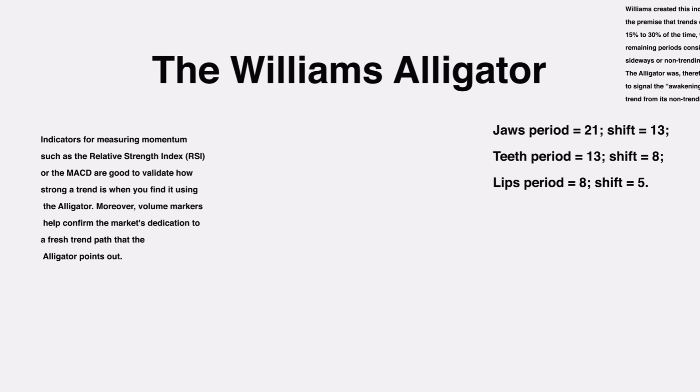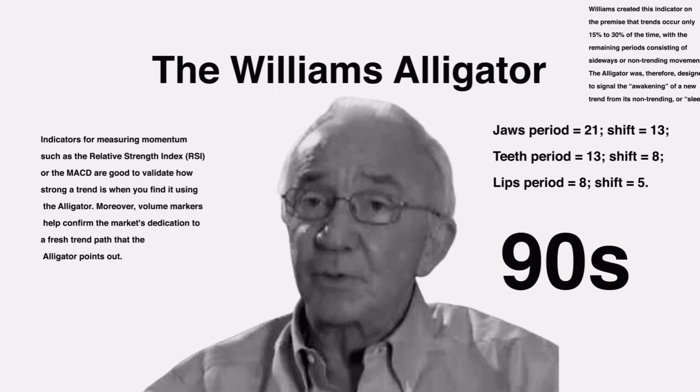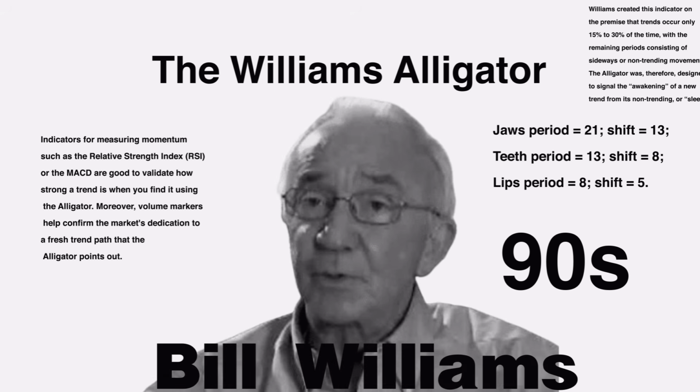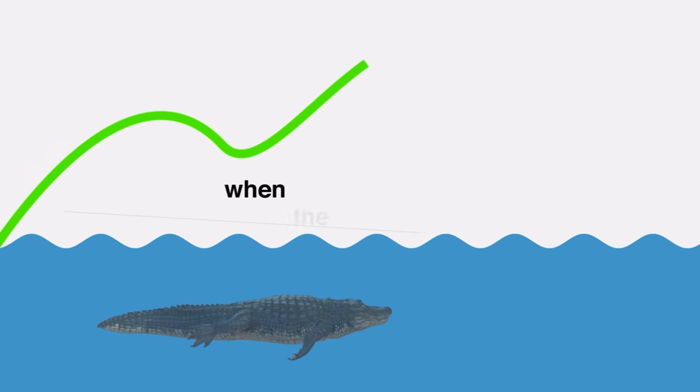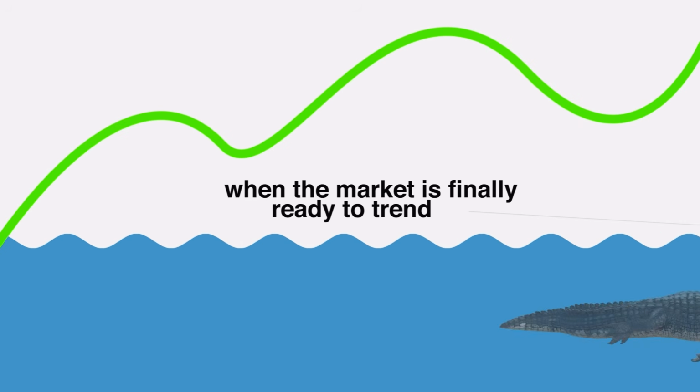The Williams Alligator was created in the 90s by a famous trader called Bill Williams. He believed that most markets spend the majority of their time ranging, and the alligator helps identify when the market is finally ready to trend.